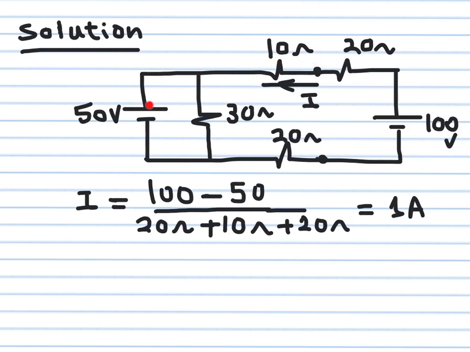This other loop is a little bit redundant. Why is it redundant? Because I know what the current flowing in this 30 ohm is. It's 50 divided by 30. So effectively here we have only one major loop that we can use to calculate the current I.